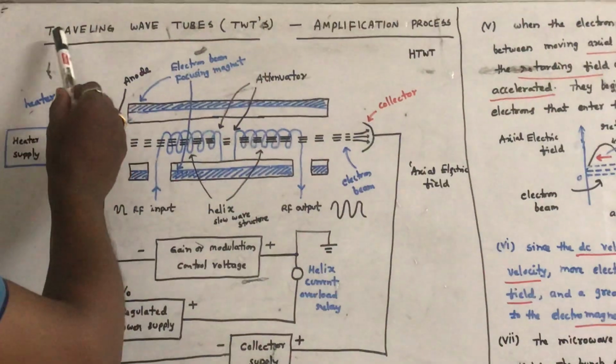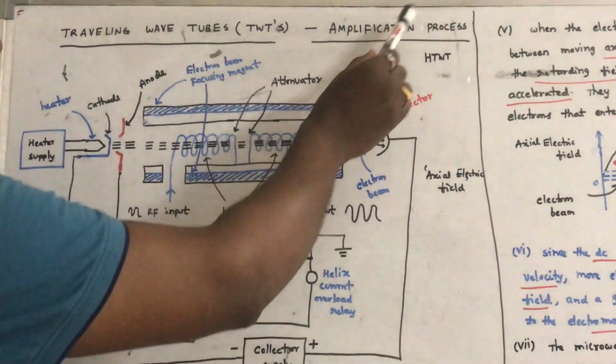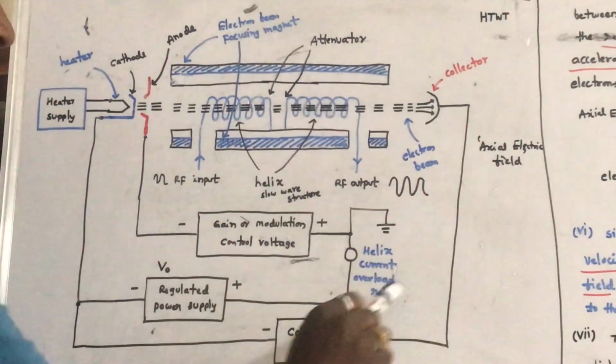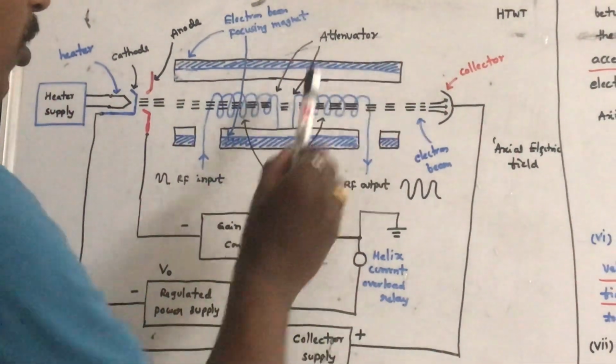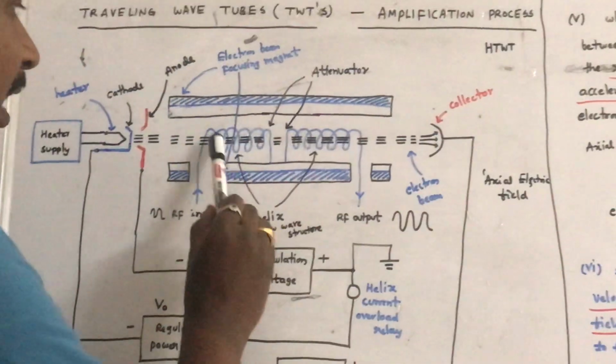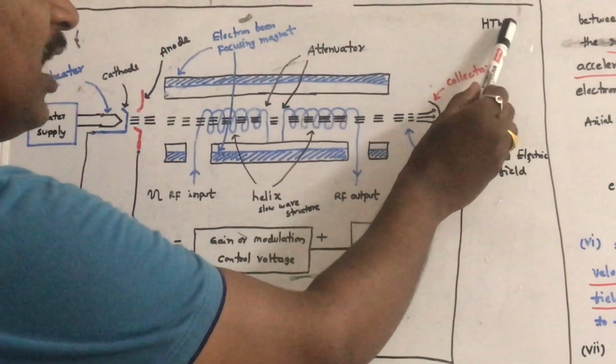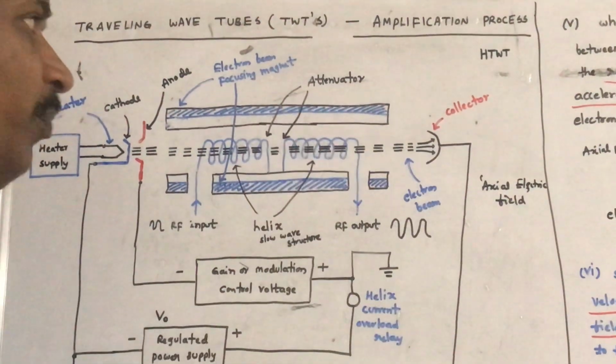Today we will discuss the traveling wave tube's amplification process. So this is the structure of the traveling wave tube. Since it is using a helical coil, this is also called a helix traveling wave tube. HTWT stands for helix traveling wave tube.